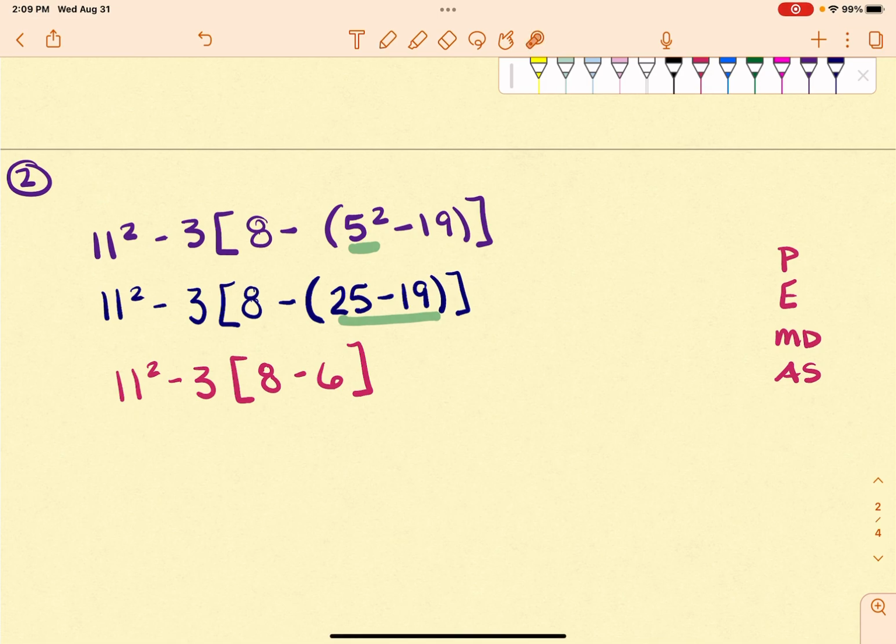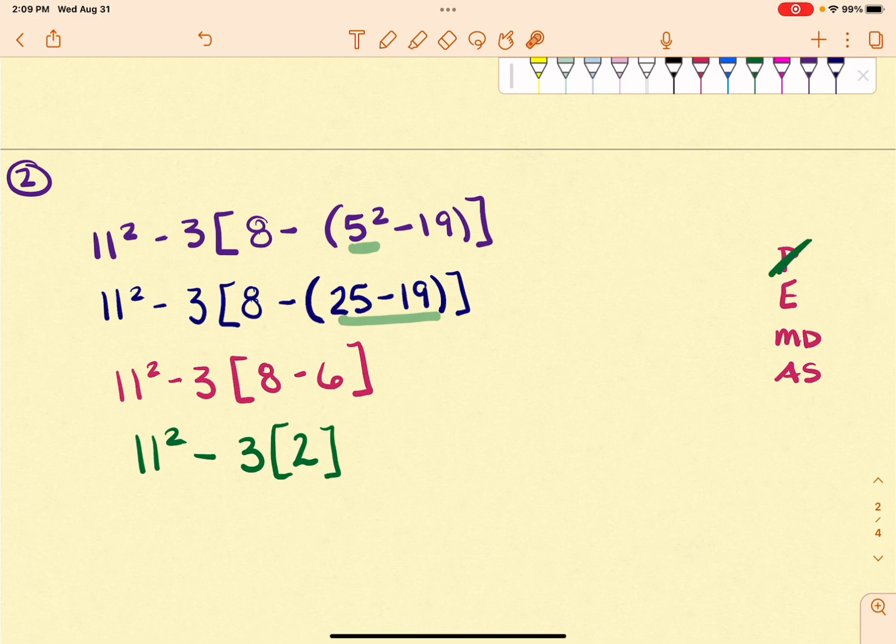Okay, now we're down to the part where we can almost deal with this parenthesis here. So 8 minus 6 is going to be 2. I'm going to bring all the rest of this down. So now I have my parenthesis gone.